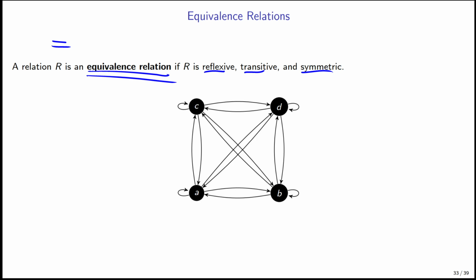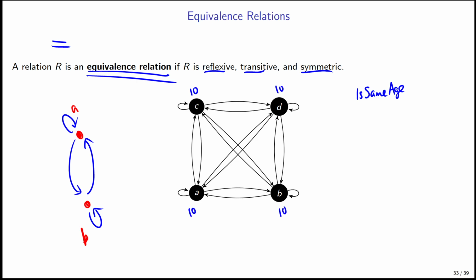So if we have, say, just two elements, before we look at this big picture here, let's say we have A and say we have B. In order for it to be an equivalence relation, we have to have A related to B and B related to A, and we have to have A related to itself and B related to itself. So basically, everything is connected to each other. This would be something like is the same age. For example, let's say C is 10, D is 10, A is 10, and B is 10 in this case. So 10 is the same age as 10 for each of these, so it's reflexive. If 10 is the same age as 10 and 10 is the same age as 10, then clearly 10 is the same age as 10. Okay, that's transitivity. And finally, if 10 is the same age as 10, then 10 is the same age as 10. That's symmetric.